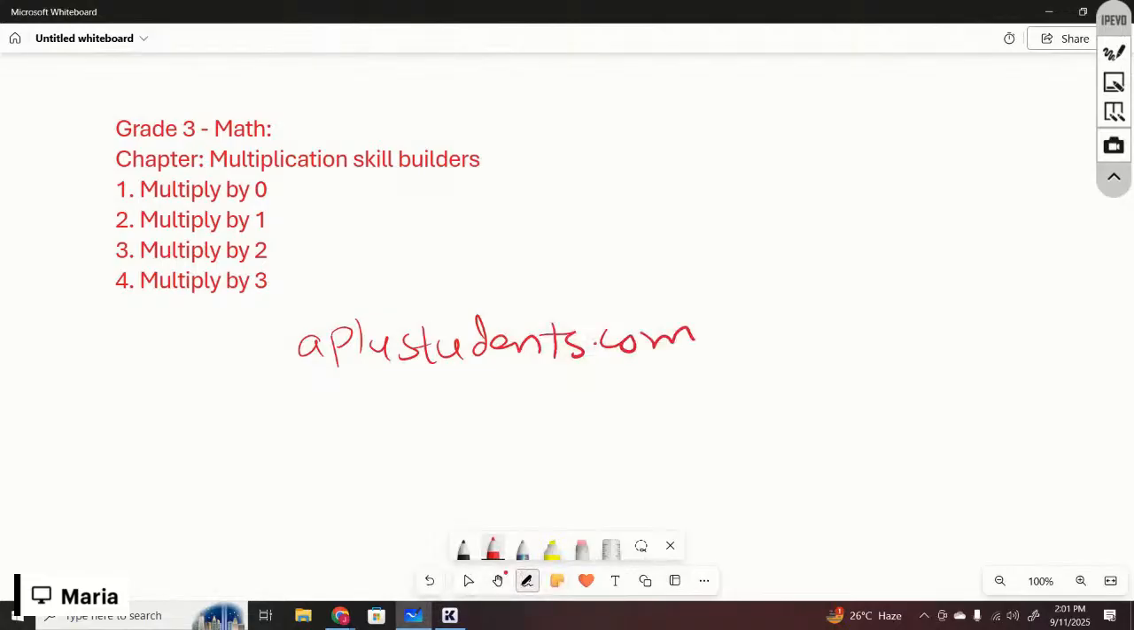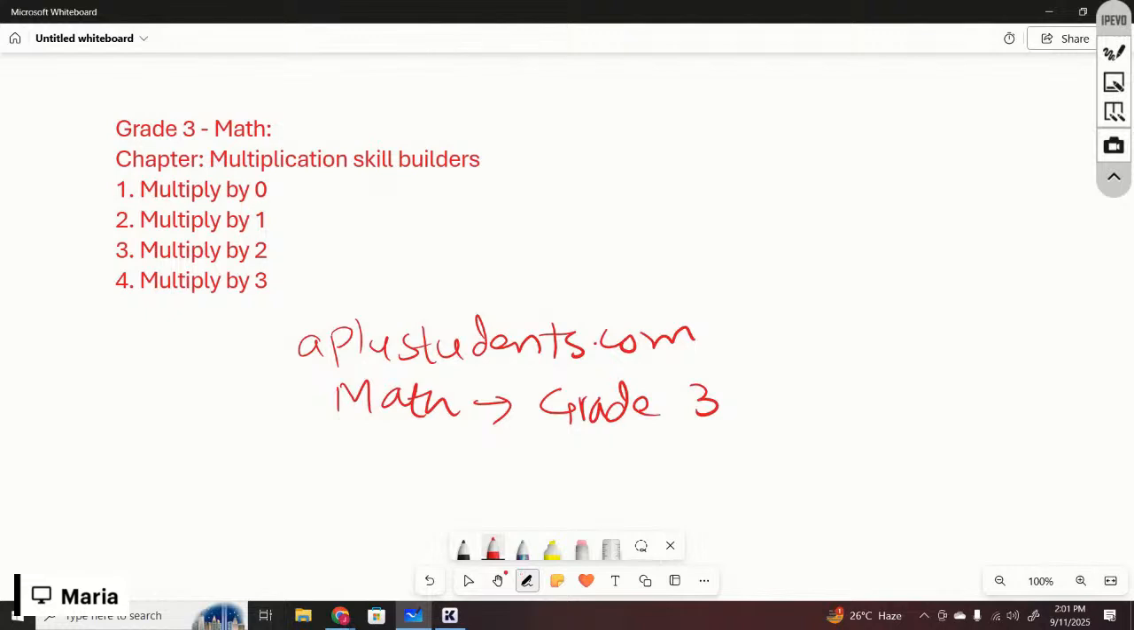You have to log in there using your email address, and the password is provided by the administrator. Then you have to select math from the subject tab, scroll down to grade 3 math, and then click on view all lessons. There you can find the list of the chapters.